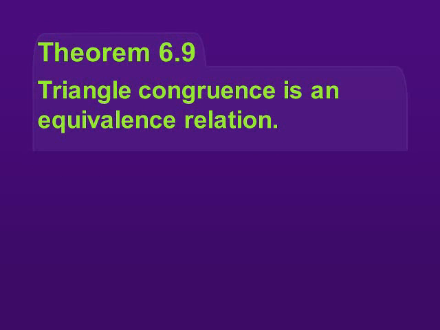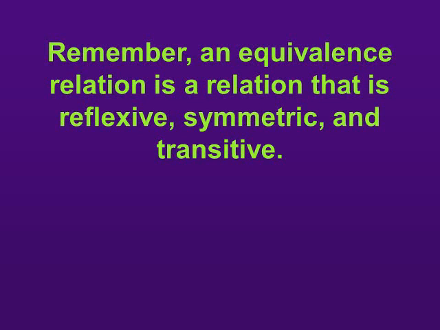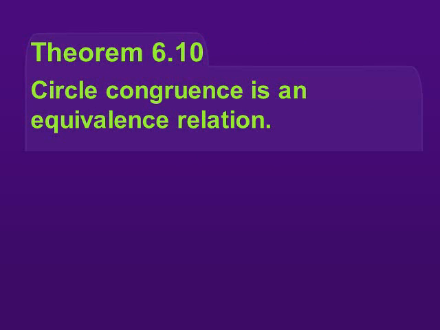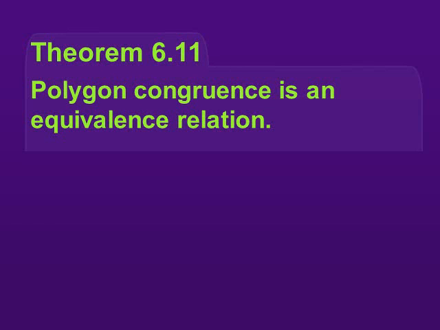And then we have our theorems. Triangle congruence is an equivalence relation, and just to review, an equivalence relation is a relation that is reflexive, symmetric, and transitive. If I haven't repeated that enough, you need to write that down. Circle congruence is an equivalence relation. So what does that mean? I hope you know: reflexive, symmetric, and transitive. Polygon congruence is also an equivalence relation.